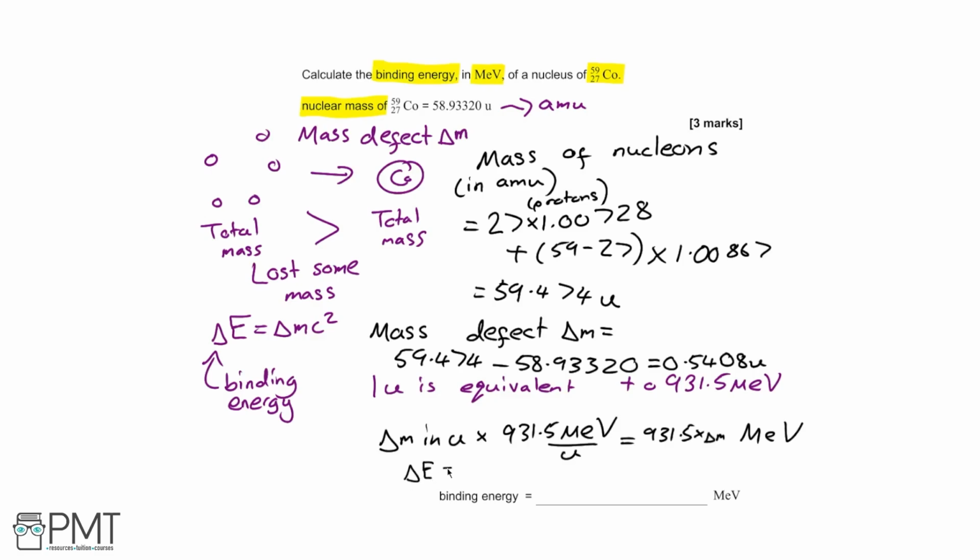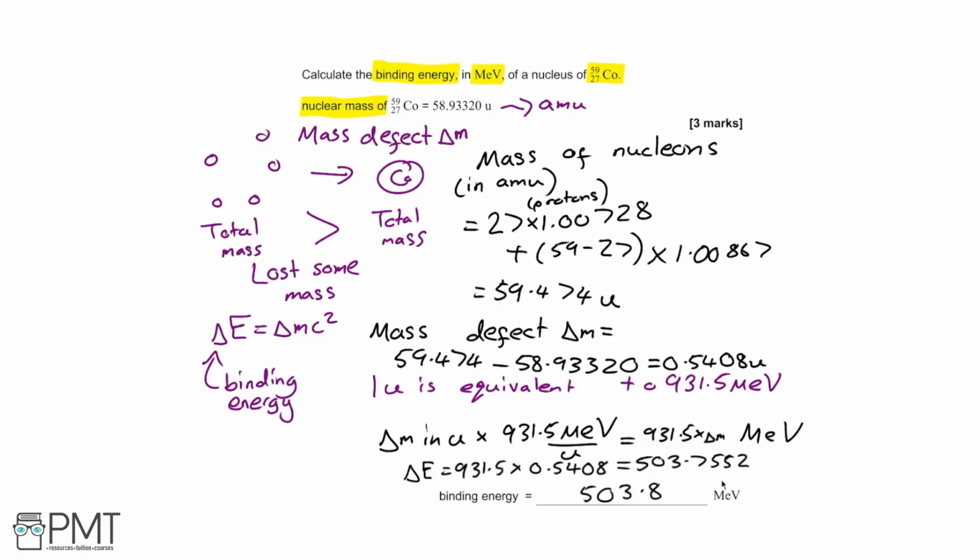This gives us that delta E is equal to 931.5 multiplied by 0.5408, which is equal to 503.7552 megaelectron volts, which is equal to 503.8 megaelectron volts to 4 significant figures.